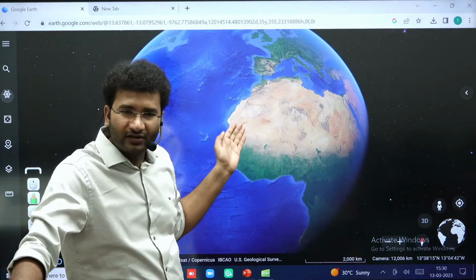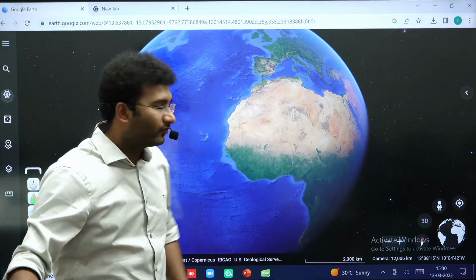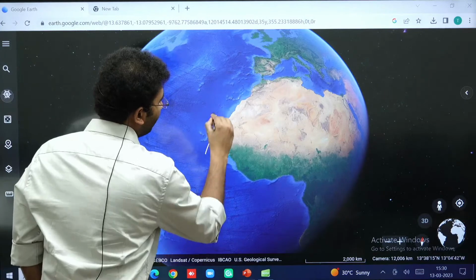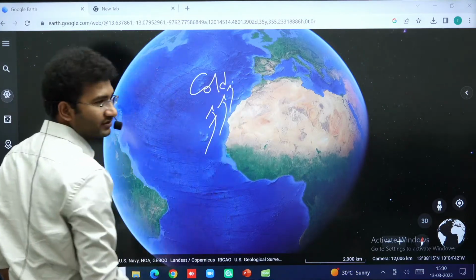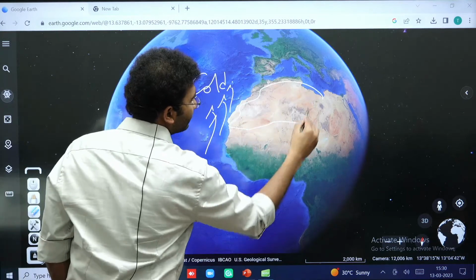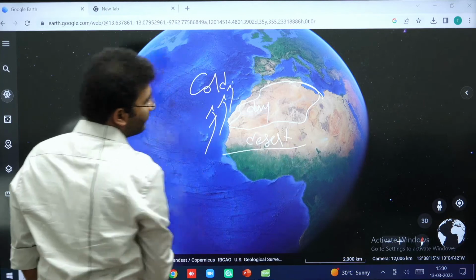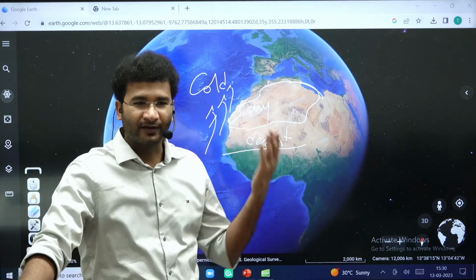This is the northern part of Africa. ये है desert. ठीक है? Why is this a desert? Because here you will find the water to be upwelling and cold conditions, and this area is mostly dry desert, right? क्यों? क्योंकि यहाँ पे upwelling हो रहा है.